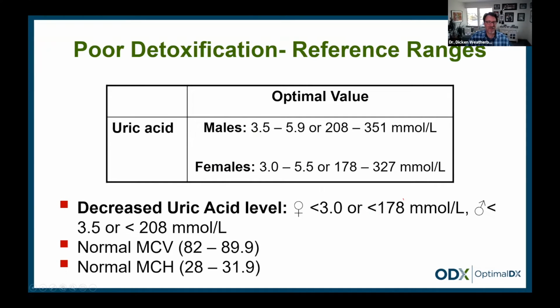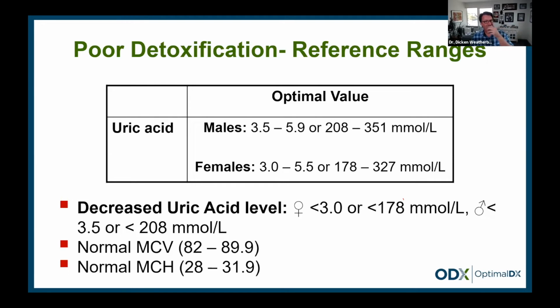So xanthine oxidase, that's that enzyme that converts purine bases into uric acid. It requires molybdenum as a cofactor to function optimally. So low levels of molybdenum, which is actually quite common, is going to compromise xanthine oxidase activity, leading to a decreased uric acid level.